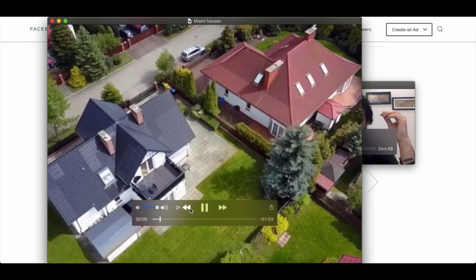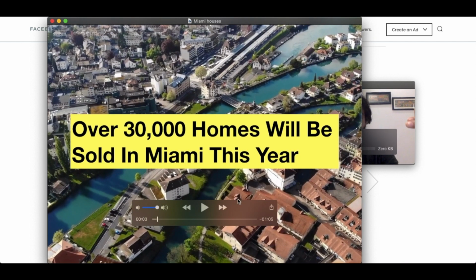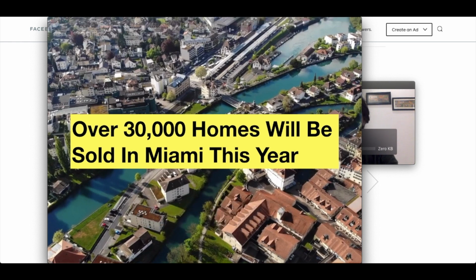So the reason why I'm starting off with a very bold statement is because, number one, I'm running this ad in Miami. Obviously I want to target only the local market so I can grab the attention of the people who are scrolling. If someone is scrolling a newsfeed rather fast and they see, okay, over 30,000 homes will be sold in Miami this year, this stops their attention.